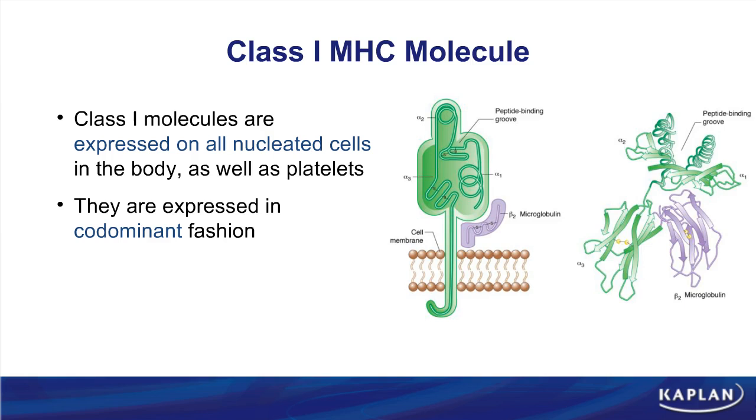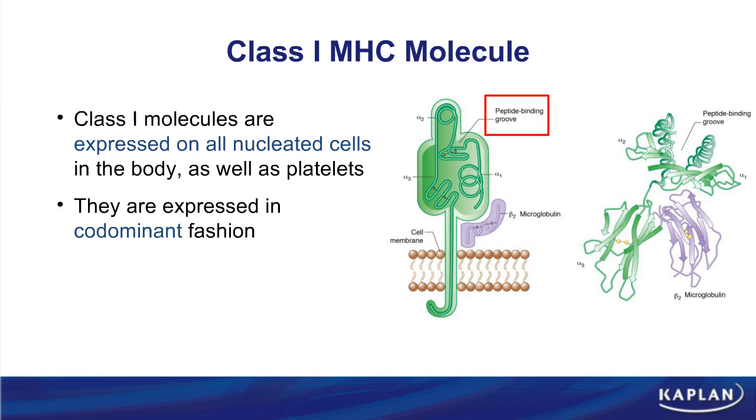So what does the MHC class 1 molecule look like? Well, it is actually a single transmembrane alpha chain, and that alpha chain is going to be associated with a beta-2 microglobulin, which is going to actually serve the role of helping maintain the structure of the MHC class 1 molecule, as well as helping maintain the binding groove where you're going to place the peptide.